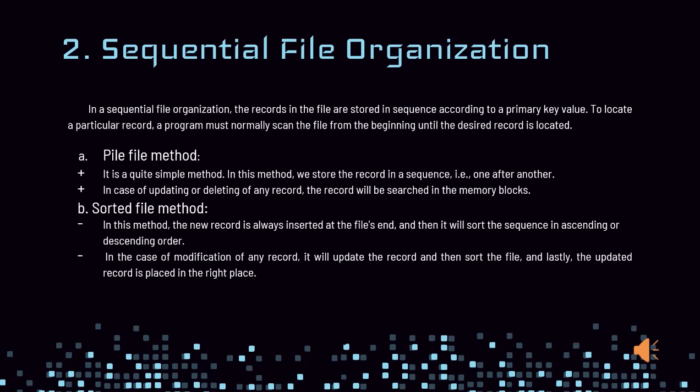The second way is the sorted file method. In this method, the new record is always inserted at the file's end, and then the sequence is sorted in ascending or descending order. Sorting of records is based on the primary key or any other key. In the case of modification of any record, it will update the record and then sort the file, and lastly, the updated record is placed in the right place.